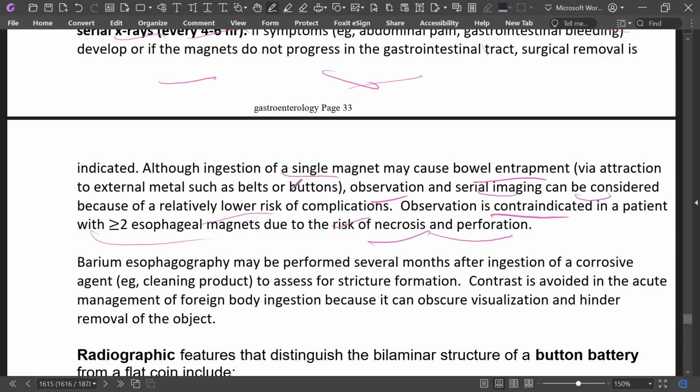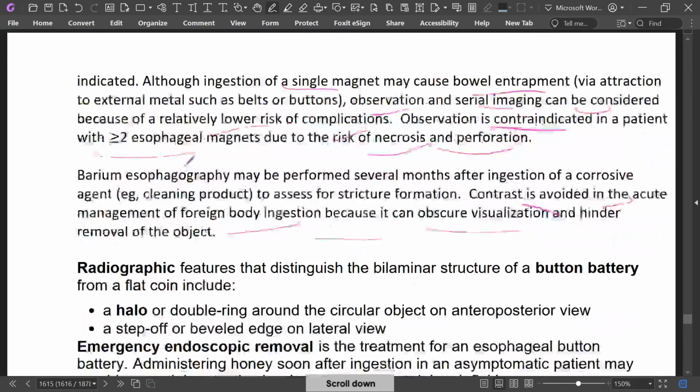Barium esophagography may be performed several months after ingestion of a corrosive agent, such as a cleaning product, to assess for stricture formation. Contrast is avoided in acute management of foreign body ingestion because it can obscure visualization and hinder removal of the object.